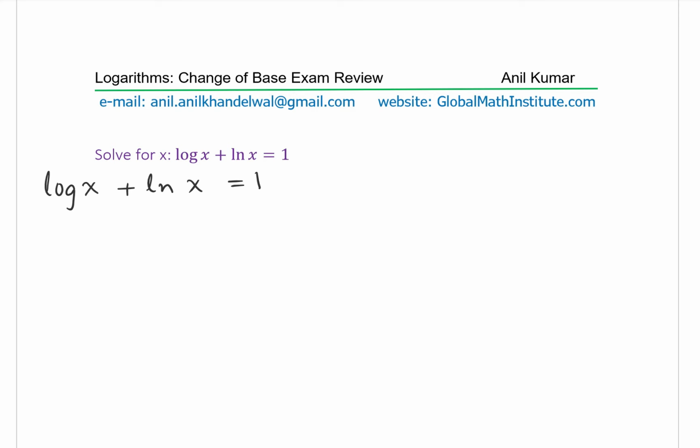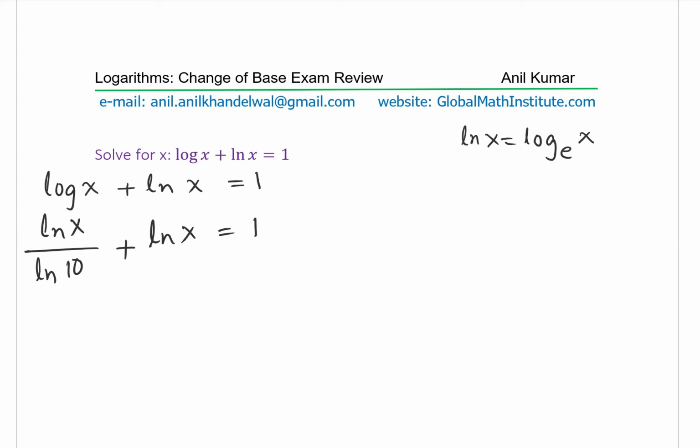Now it's better to convert this to ln, right? So we can write log to the base 10 of x as ln x, ln x is basically log to the base e of x, correct? So that is being written as ln x, natural log, over ln 10. So we change the base to e. And this is ln x equals to 1.